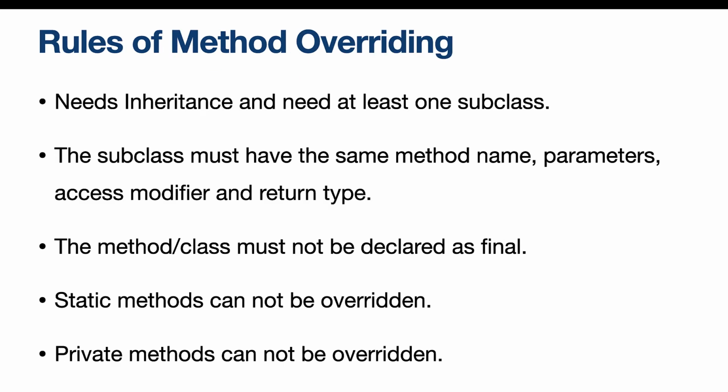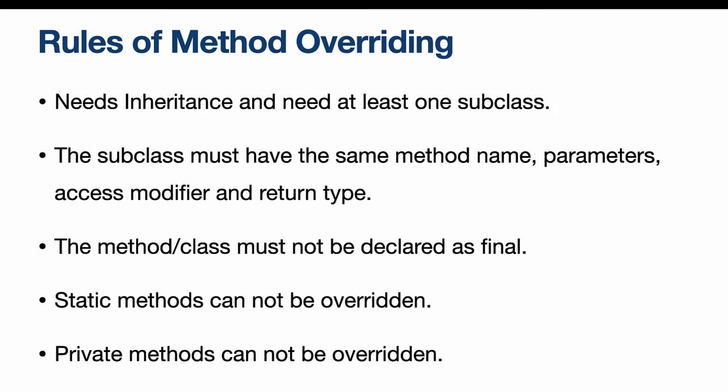It needs inheritance, so we need at least one parent class and one child class to do the overriding. The subclass must have the same method name, parameters, access modifier, and return type, as we have seen. If we have different parameters, it's not going to be overriding; basically it's not going to work for overriding.